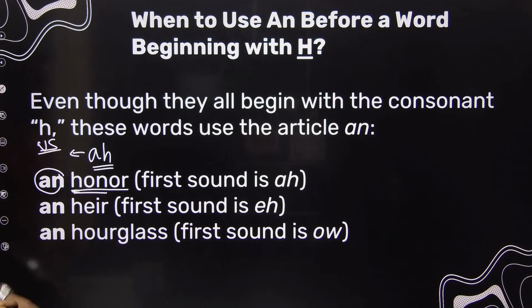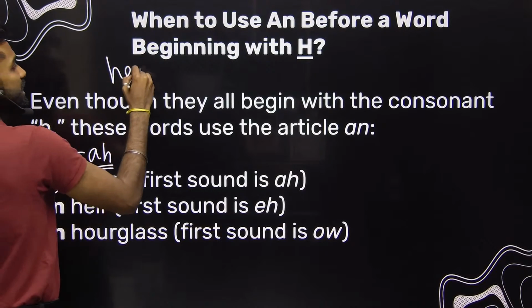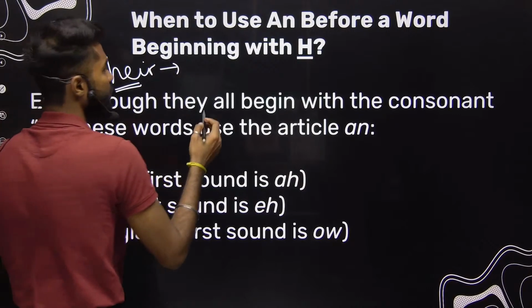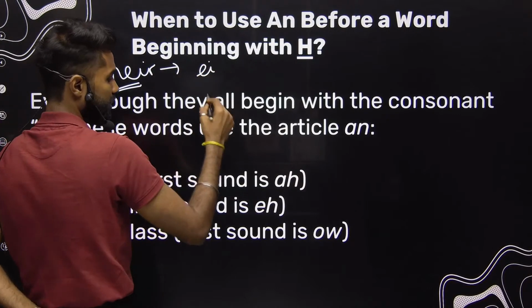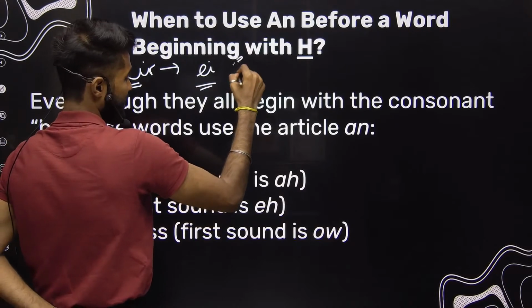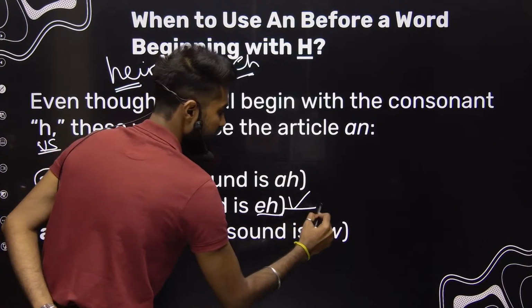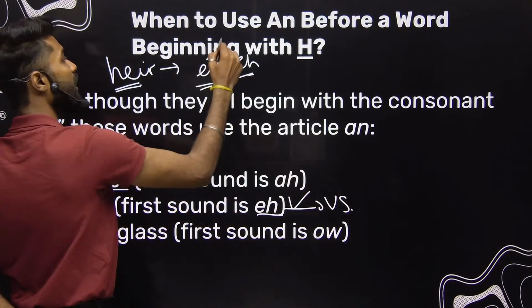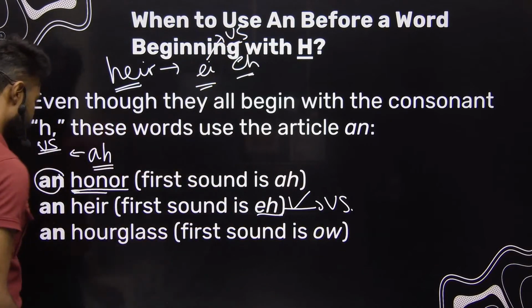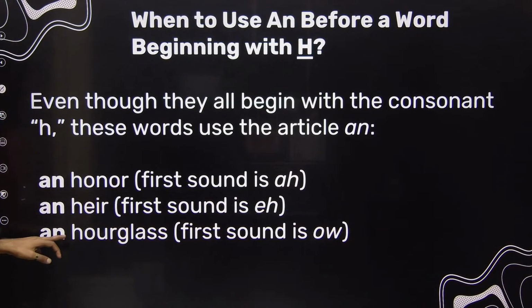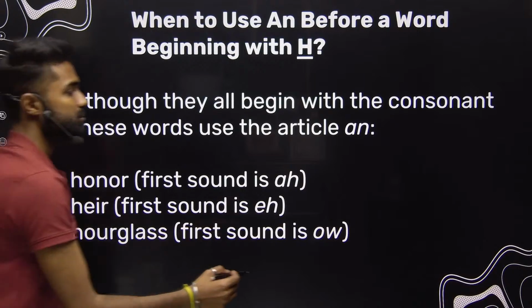Next, "heir". We won't say "hair". We will say it as "air". So the beginning sound of this word is "air". This is again a vowel sound. So I'm using "an heir".